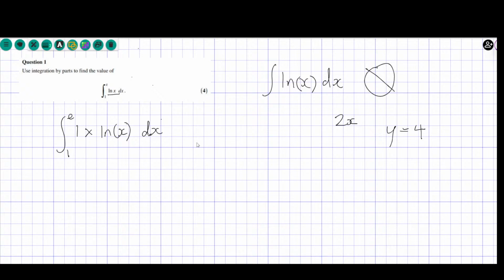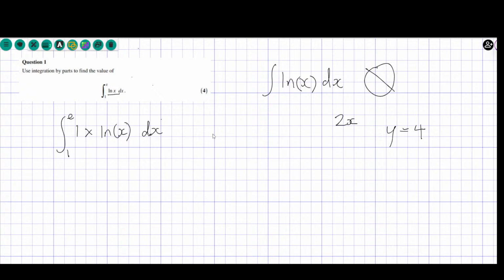And we remember our integration by parts. We select one of these that we're going to integrate and one that we're going to differentiate. We've already discussed previously that we can't integrate ln x. So we're going to be differentiating ln x. And we're going to be integrating the 1 there. So how are we going to be looking at this?